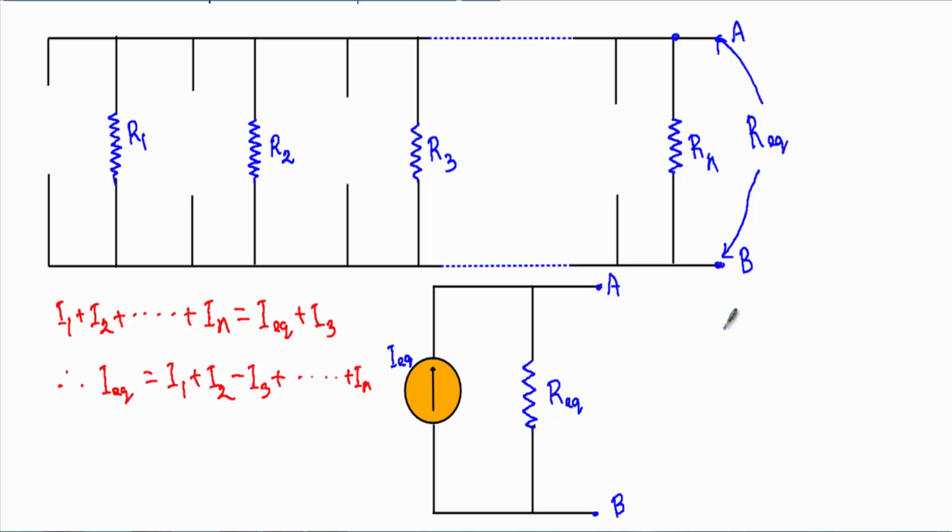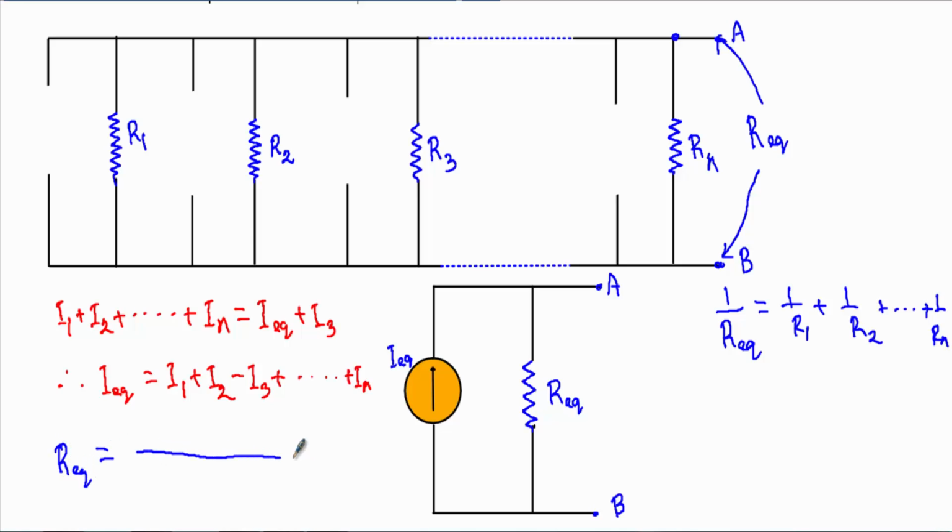Therefore, I can calculate our R equivalent by using the parallel resistance rule. 1 by R equivalent equal to 1 by R1 plus 1 by R2, just like this, up to 1 by Rn. Therefore, our R equivalent will be equal to 1 divided by (1 by R1 plus 1 by R2 plus 1 by Rn). Okay.